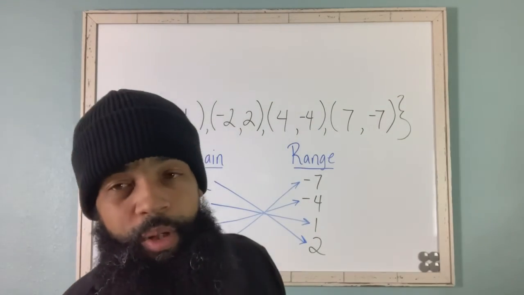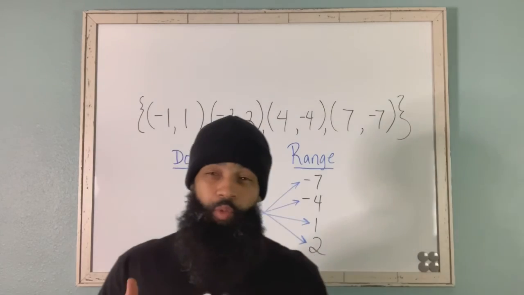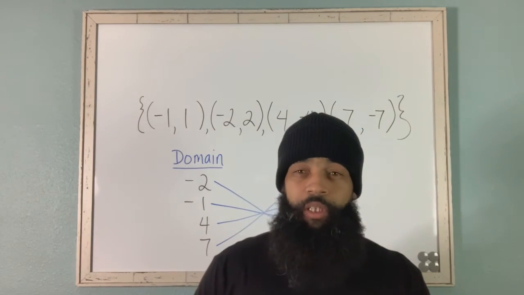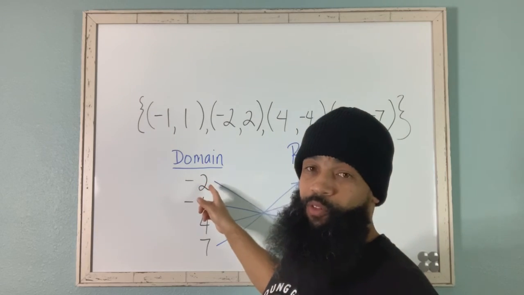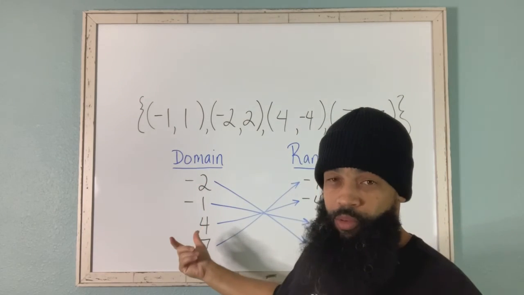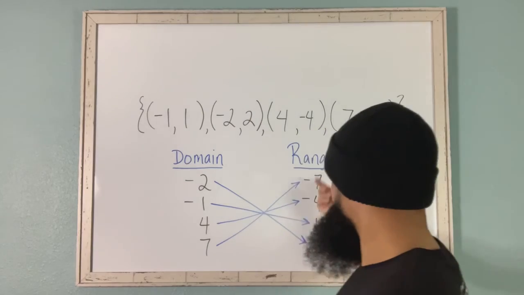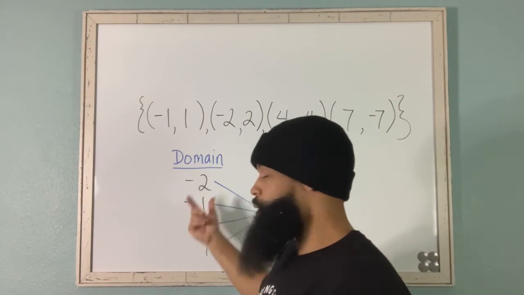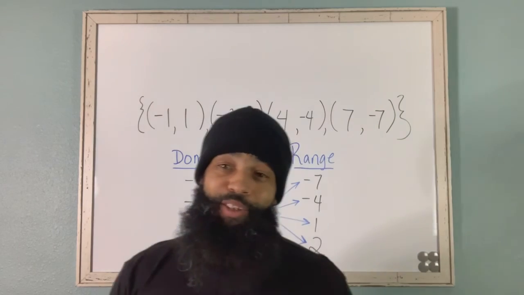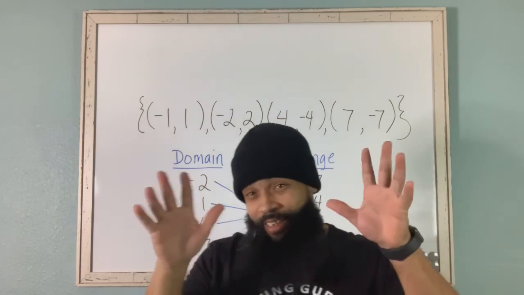So something to remember when you're doing mapping diagrams, if you want to identify whether or not it's a function, you can have only one line coming from each domain value, all right? You can have multiple lines going to the range values, but you can only have one line going from the domain value.